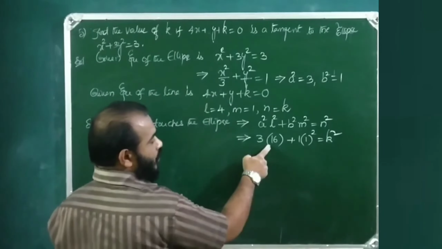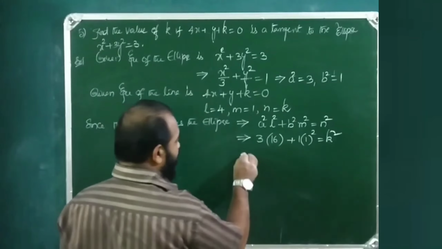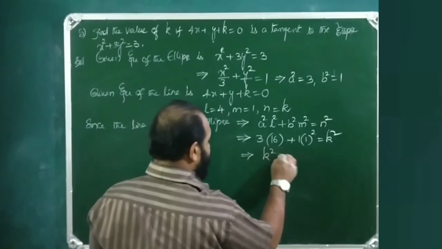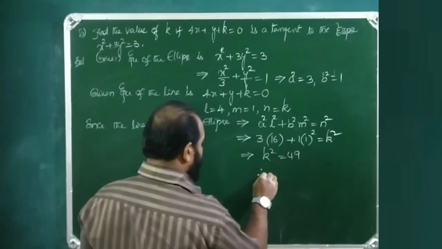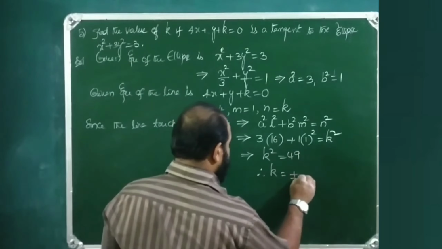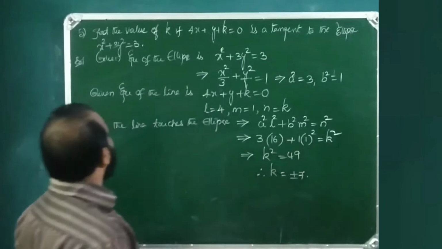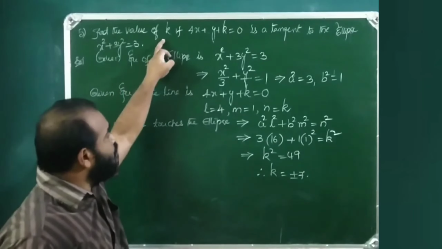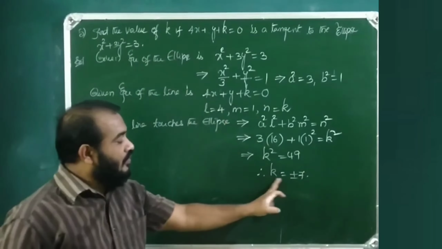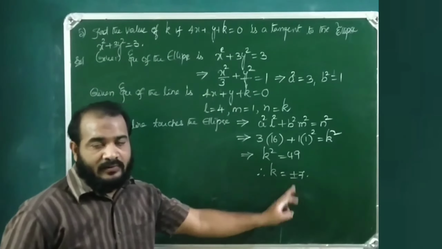So 3 16s are 48 plus 1, 49. So k square equals to 49. Therefore k is equals to plus or minus 7. So he is asking us to find the value of k. Therefore k is equals to plus or minus 7.